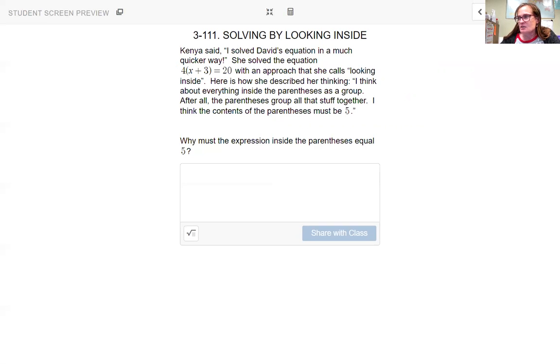I think the contents of the parentheses must be 5. So why must the expression inside the parentheses equal 5? Well, the reason it must equal 5 is because 4 times 5 equals 20. So if everything inside the parentheses equals 5, then what is x?